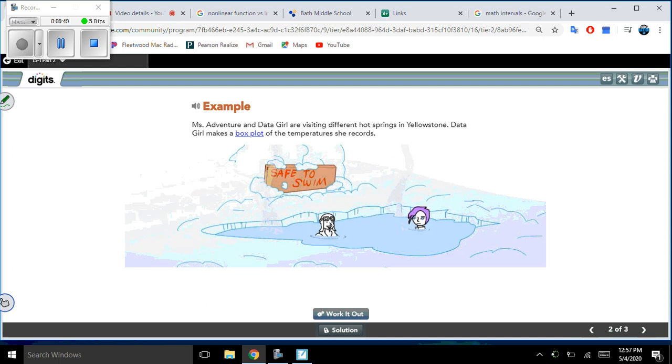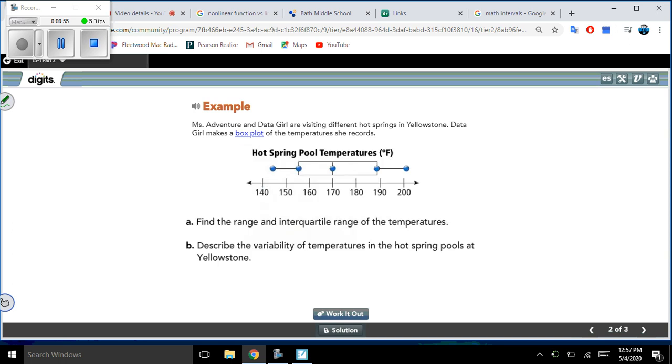Now this is what I call an adventure. No data needed. That's a fact. All right, so they already made the box plot for you. That's something we would have done here in class. You know, we would have practiced making box plots from things like our heights or something to that effect. But so we're going to find the range and the interquartile range of the temperatures.